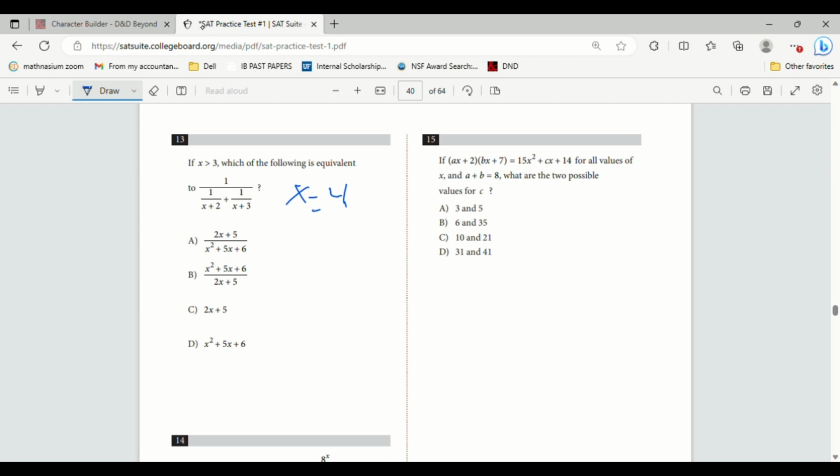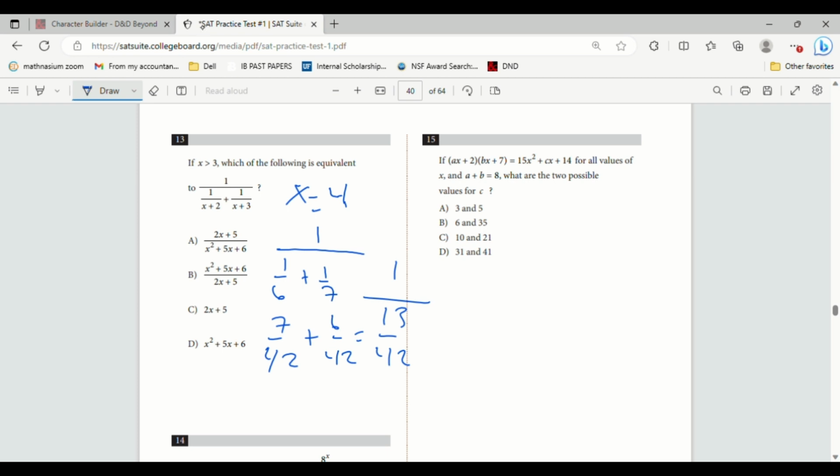If I plug in 4, I get 1 divided by 1 over 6 plus 1 over 7. And so 1/6 plus 1/7 is going to look like 7 over 42 plus 6 over 42 when we rewrite the two fractions. So we get 13 over 42. But this is 1 over 13 over 42.